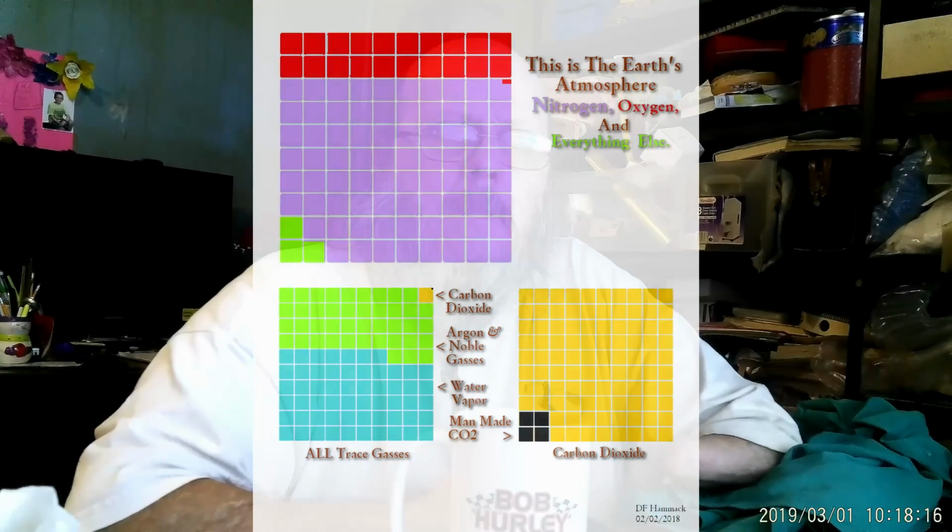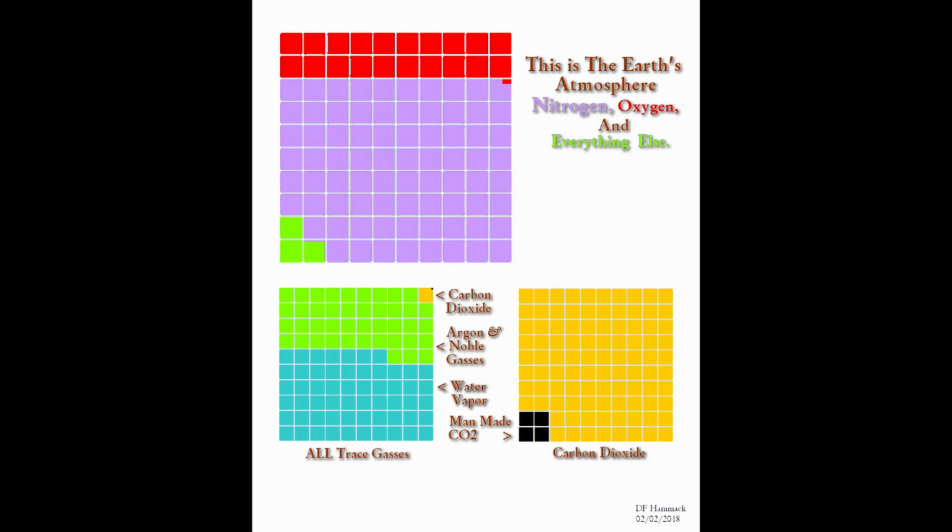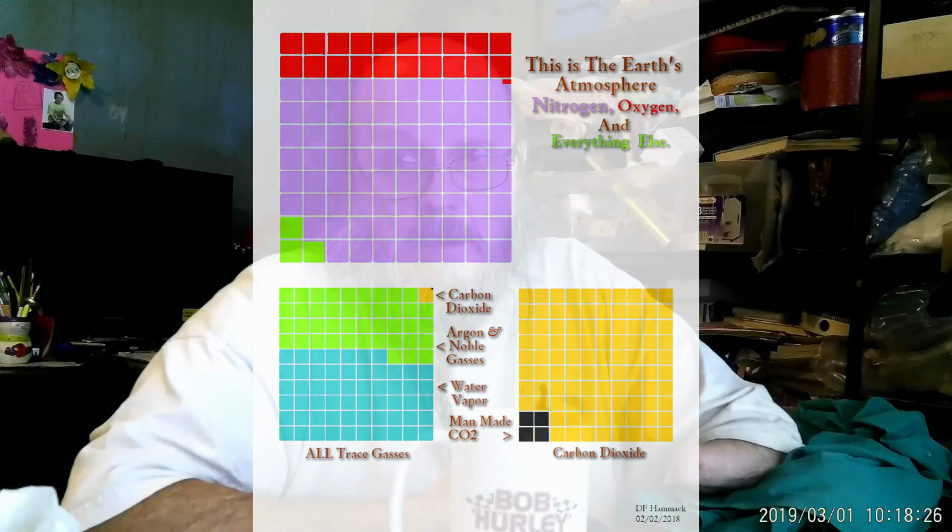Now, if we just take the carbon dioxide square and blow it up to see how much man-made CO2 is being produced and put into the atmosphere, we can see those four little squares in the bottom left-hand corner out of the whole box of CO2. So this is meant to give you a perspective on how much CO2 is in our atmosphere, which is about 0.04%.